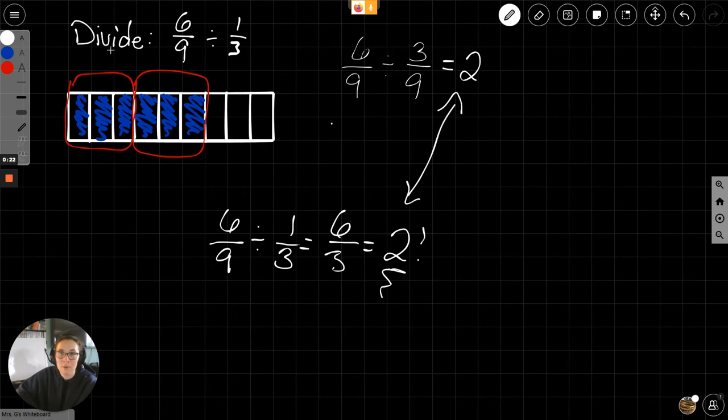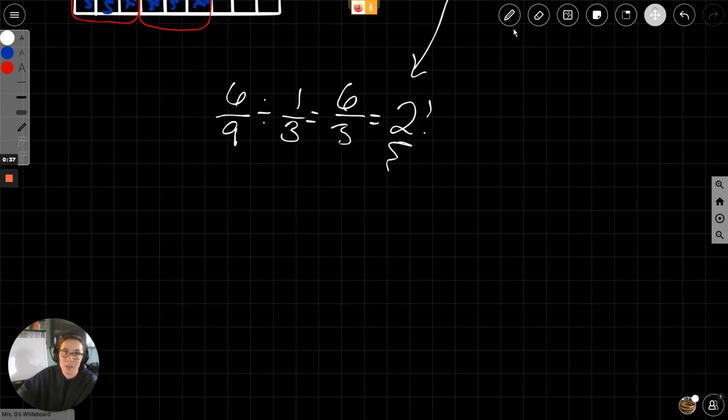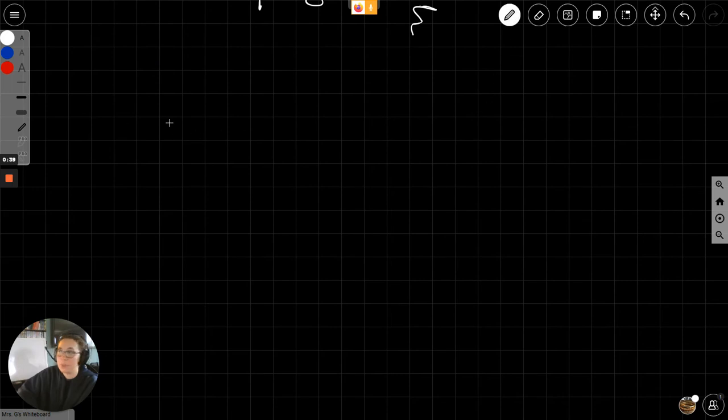Okay, yes. For this one example, that works. However, this only works when both your numerator and your denominator can be divided by your second fraction's numerator and denominator, which is not actually a very common thing. So, for example, if I gave you 4/5 divided by 3/10, I can't divide 4 by 3. I can't do it. It doesn't work. 5 divided by 10, can't do that either.